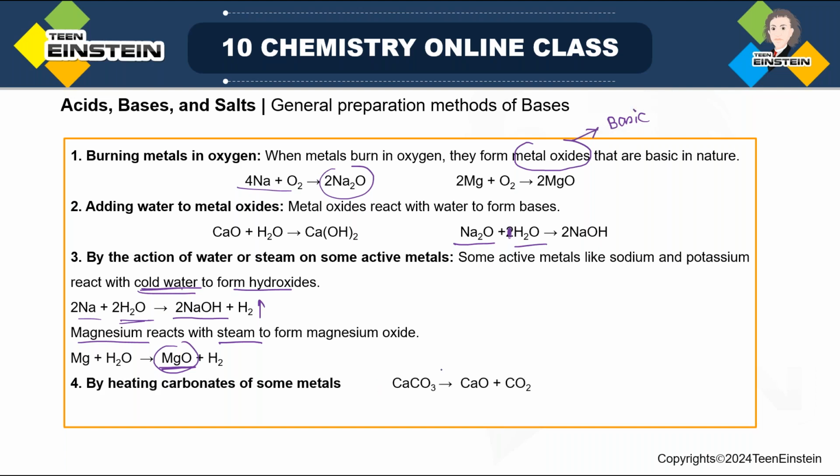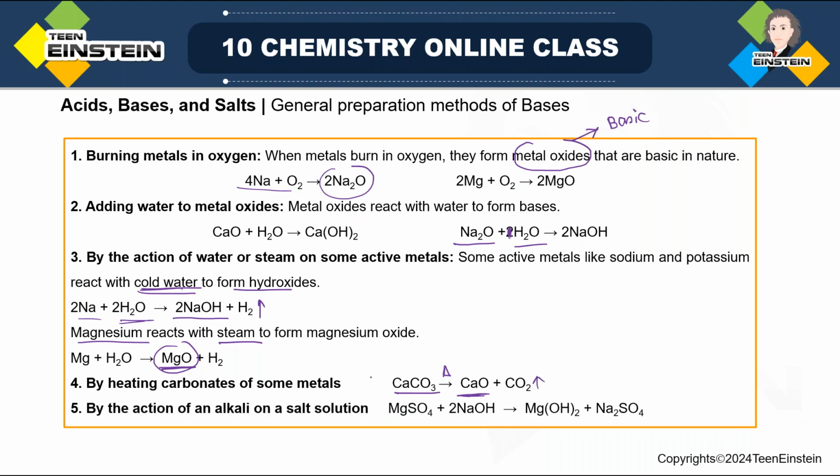By heating carbonates of some metal. So CaCO3 is calcium carbonate, and when you are heating it, there is formation of this base and CO2 gas. By the action of alkali on a salt solution. So this is a salt. Details of salt we'll discuss later in this unit. But if this is a salt, you are treating it with an alkali and you are getting another alkali.